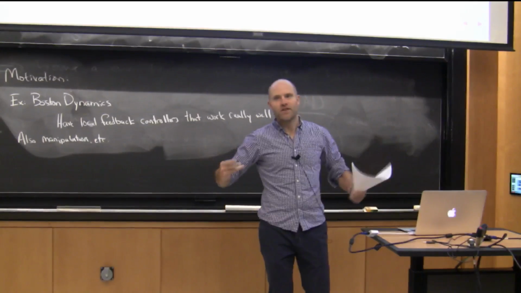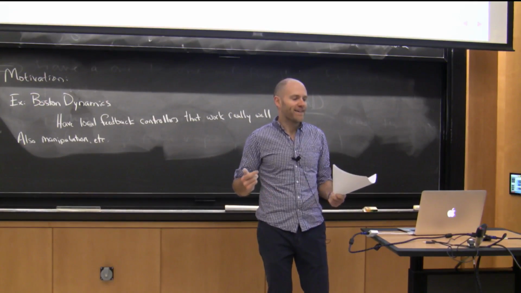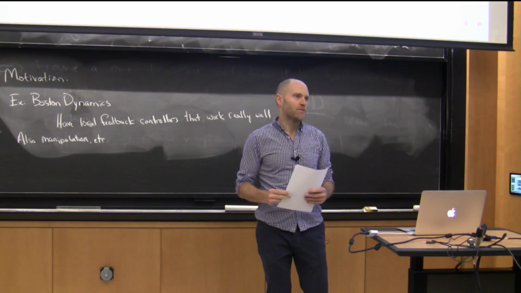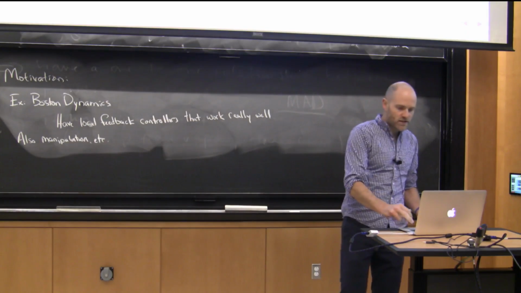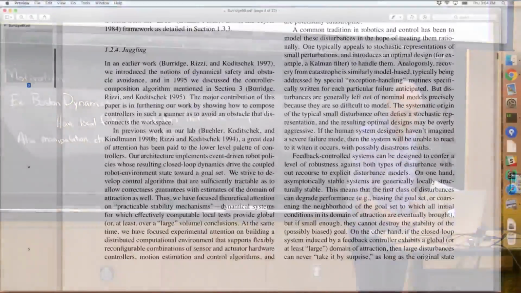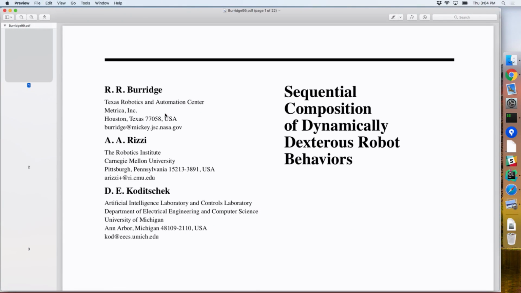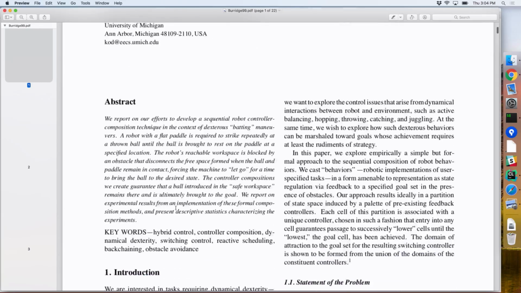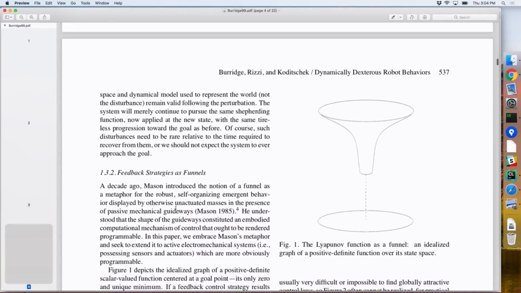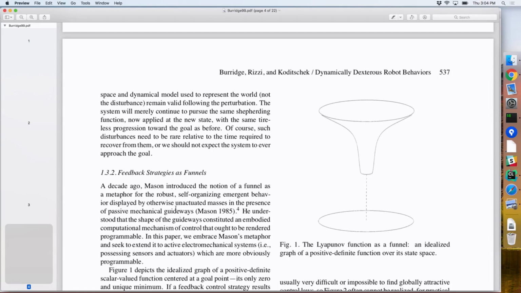Okay, so this setup now motivated them to say, I've got all these feedback controllers that work well locally, but I'd like to now put together a juggling composition, and how do I then use those local feedback controllers to solve the bigger problem? And they did a really nice paper, which I like to show right from the paper here. Sequential composition of dynamically dexterous robot behaviors. Rob Burridge, Al Rizzi, Al's now at Boston Dynamics, and Dan Koditschek. Dan's now at Penn. And in that paper, they gave these pictures that I think are really formative.